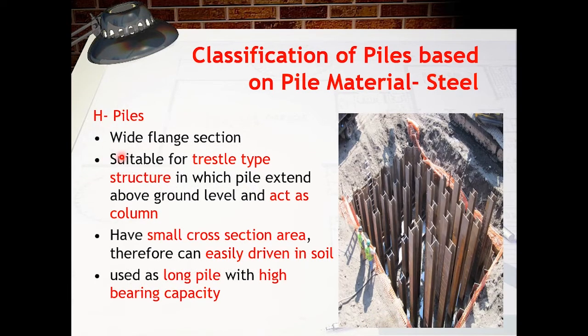H piles have the wide flange section suitable for trestle type structure in which pile extend above the ground level and can act as column. Jadi pile ni sendiri yang boleh dijadikan sebagai column kepada structure you. Have small cross section area, therefore can be easily driven into soil. Used as long pile with high bearing capacity.